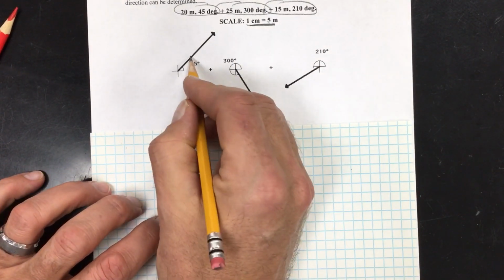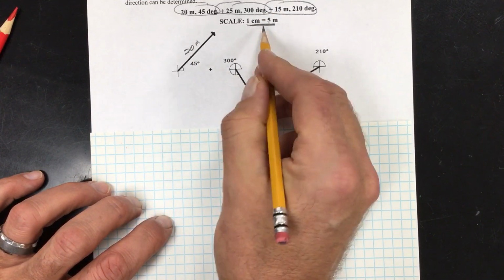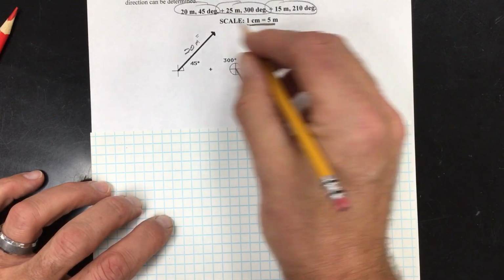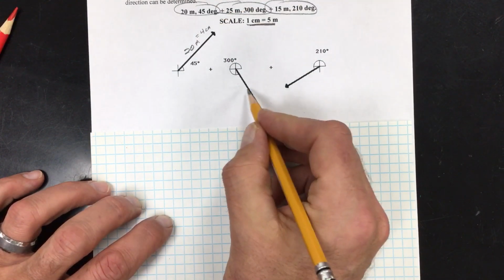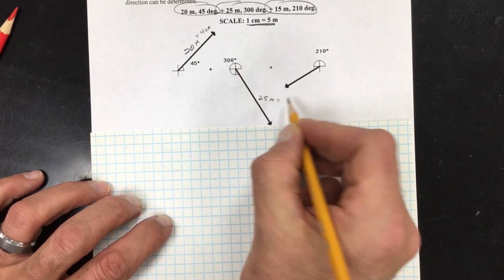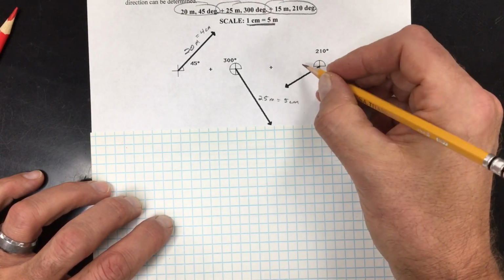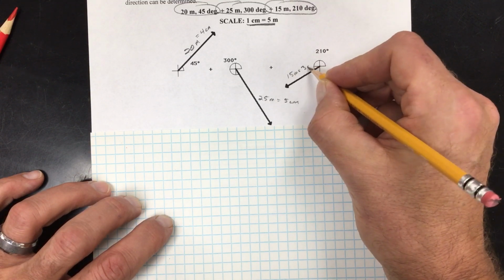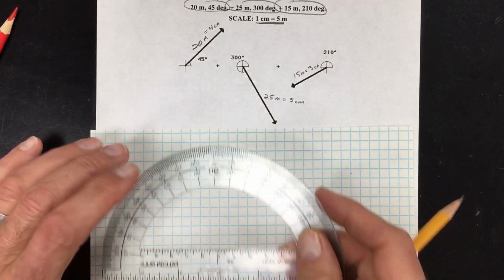So first, I'm going to start with this vector, which is 20 meters at 45 degrees. Based on my scale, 20 meters divided by 5 is going to be 4 centimeters long. I'm just going to get all of that out of the way now. My next one is 25 meters, and that's going to end up being 5 centimeters long on my paper. And then this one over here is 15 meters, and on my paper, that's going to end up being 3 centimeters.